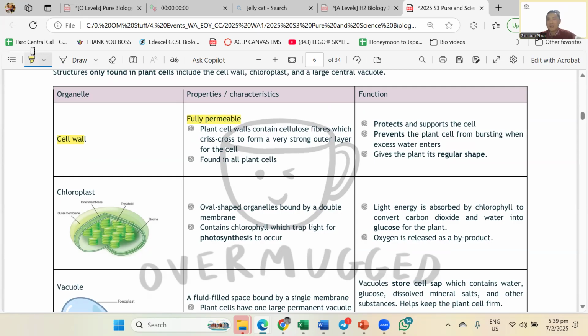Okay, it's fully permeable. The idea is you must remember that it's fully permeable and it's different from the cell membrane because there are cellulose fibers. So when you're answering anything for plant cell wall, put in cellulose fibers. And as the name suggests, it's a wall. So wall means what? Any wall is meant to protect you and separate you from something. So it protects the cell and prevents the cell from bursting, which we will touch on later in the next part of the topic.